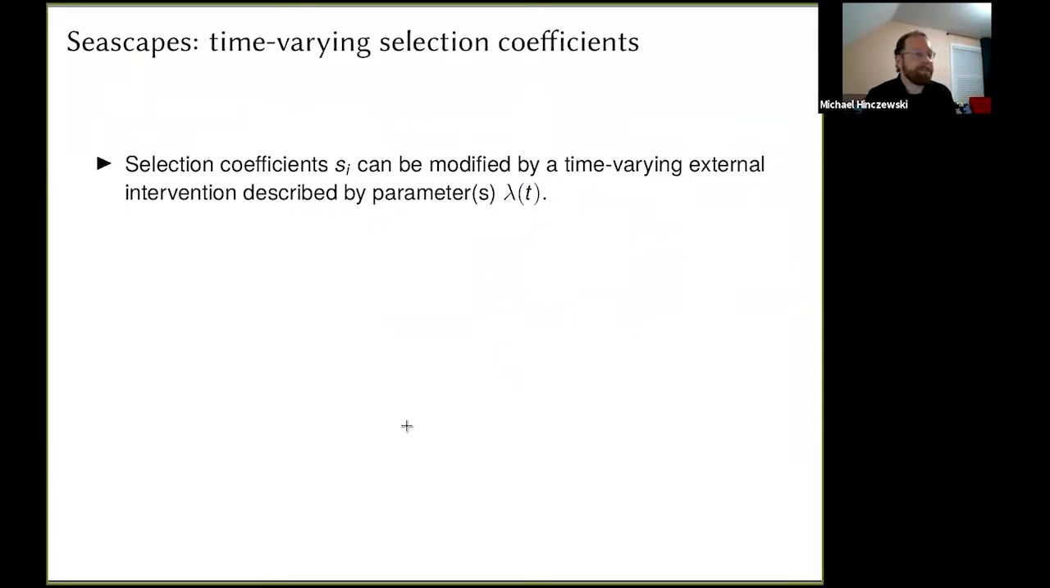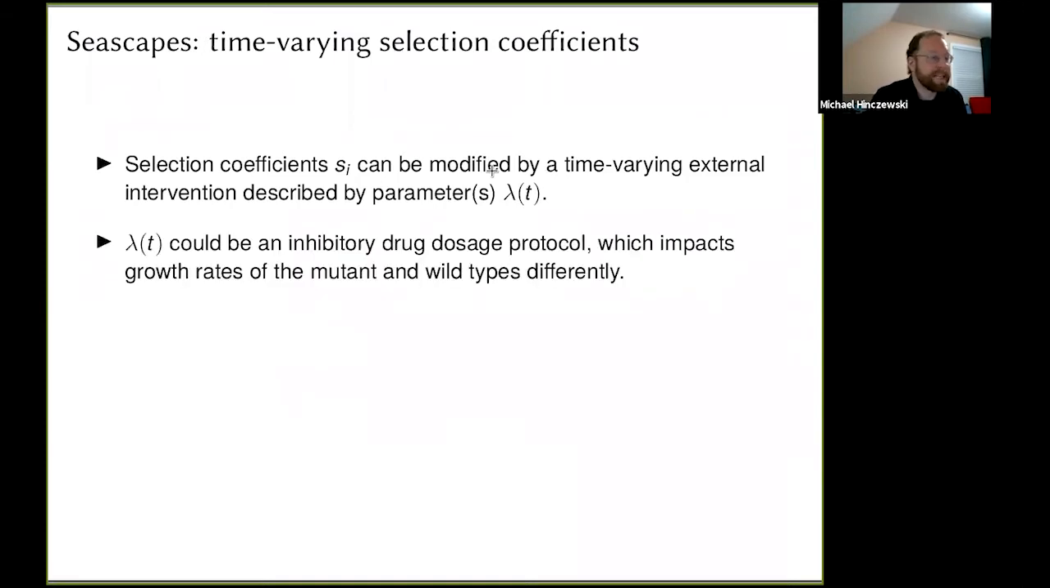The idea here is that this S might depend on some kind of time-varying external parameter, which we'll call lambda. I'll write lambda as a scalar, though in principle it could be a multidimensional vector. We can have many different control knobs. The simplest scenario would be that lambda is the dosage of some drug, and it's going to impact the growth rates of the mutant and wild types generically in a different way. So each S will be some function of this lambda. If you think of the S's as defining a fitness landscape, now that this landscape is changing over time, it's known in the literature as a fitness seascape.